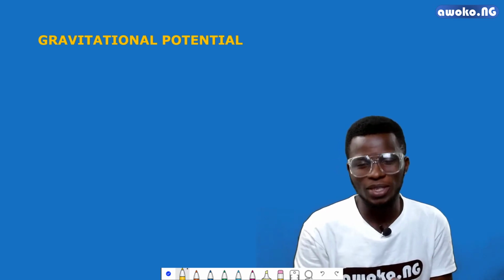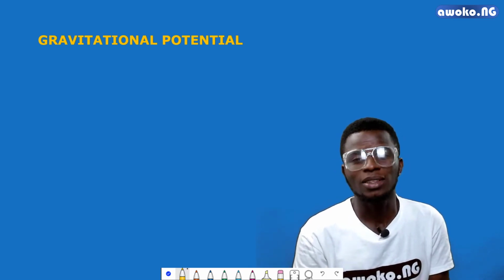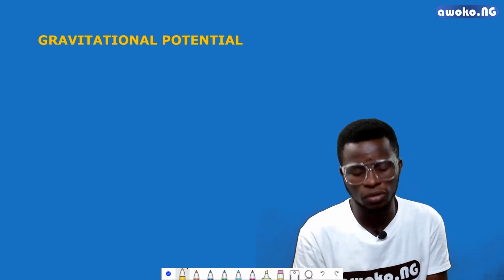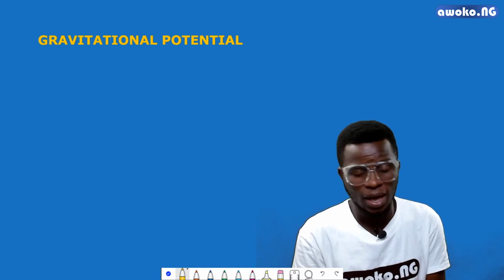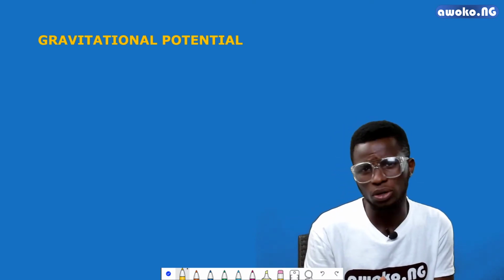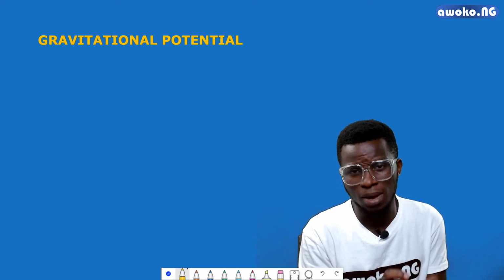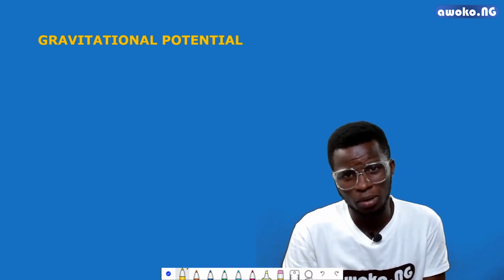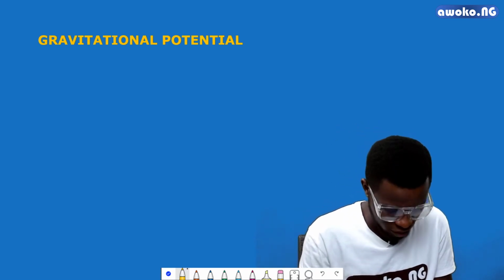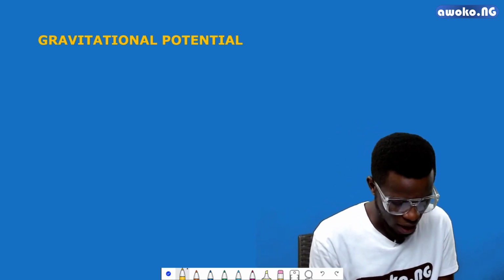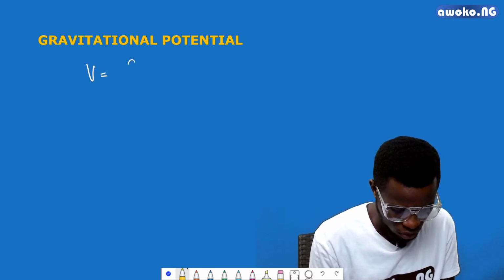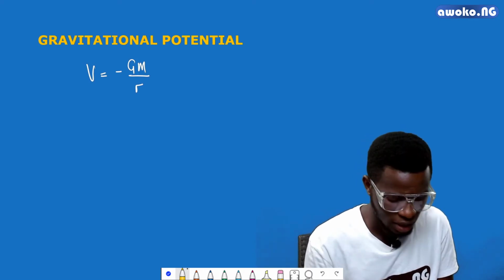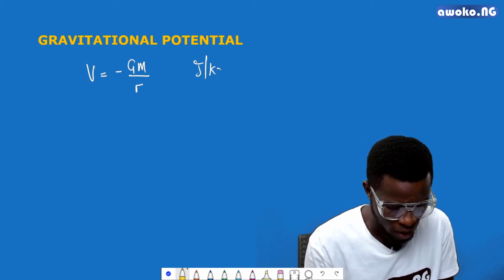The gravitational potential of a body is the potential due to the Earth's gravitational field. It is the work done in taking a unit mass of a body from infinity to a particular point, and it has a mathematical expression given as V = -GM/r, with a unit of joule per kilogram.